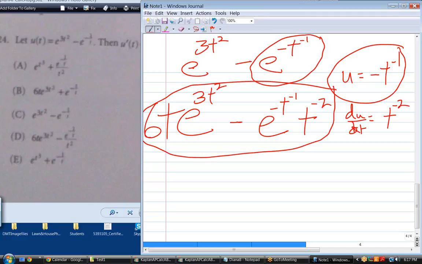Now let's see if I can find it on there. Well, here's the 6t. There's only a couple of them that have a 6, b and d. So it's one of those. And then looking for a minus, well, there's the e to the minus 1 over t right there. And there's the t to the minus 2 right there. So the answer is D.